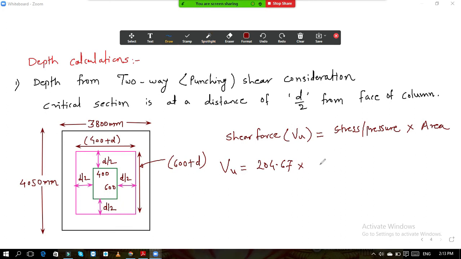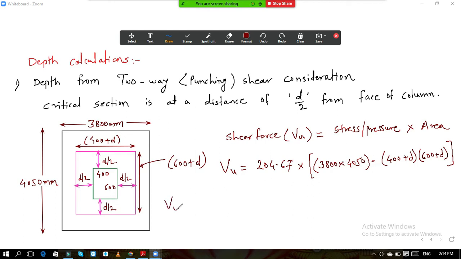So now here, how much is that area? From the outside area you can minus this inside area. So what is the area now? The area will be 3800 into 4050 minus, here it is, 400 plus d into 600 plus d, and this bracket is complete. Now do the calculation and let me know the equation.